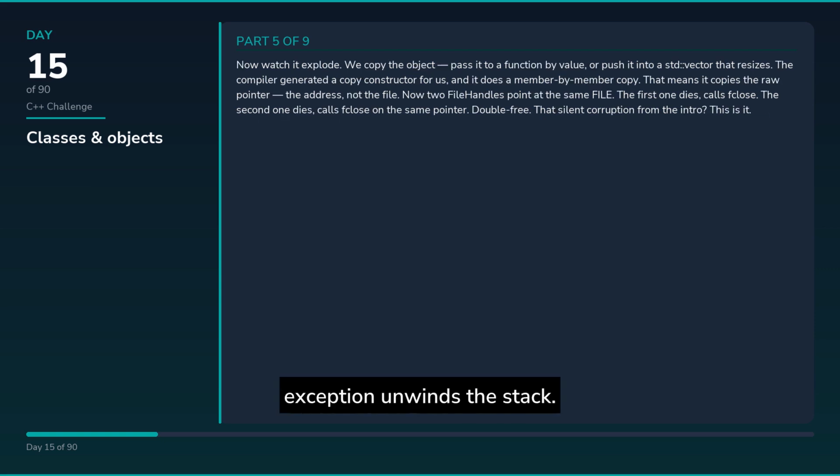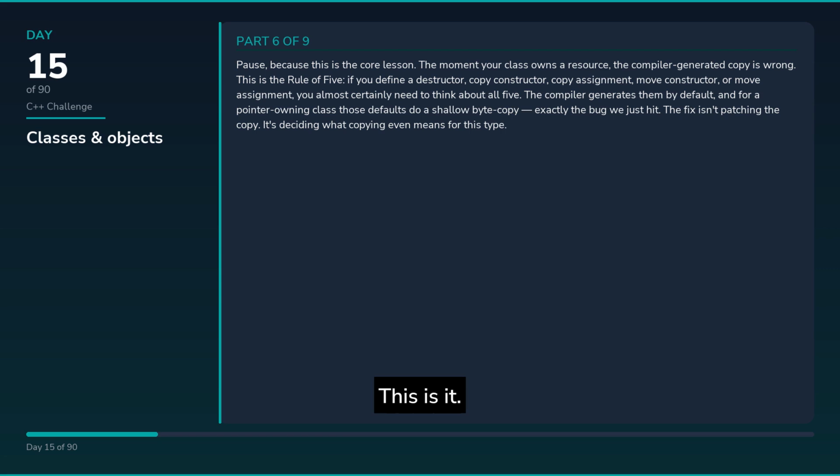Now watch it explode. We copy the object, pass it to a function by value, or push it into a std vector that resizes. The compiler generated a copy constructor for us, and it does a member-by-member copy. That means it copies the raw pointer, the address, not the file. Now two file handles point at the same file. The first one dies, calls close. The second one dies, calls close on the same pointer. Double free. That silent corruption from the intro? This is it.